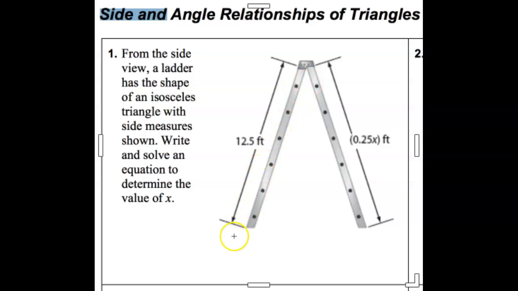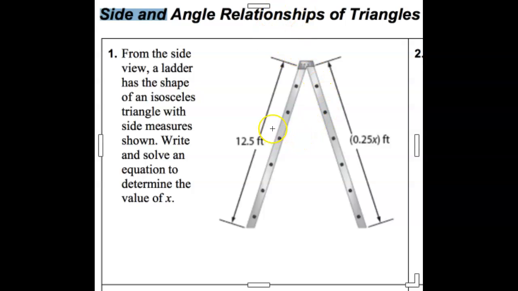Okay, even though this isn't exactly a triangle, it does make a triangle if we visually close off the bottom where the ladder is sitting on the ground. From the side view of the ladder, it has the shape of an isosceles triangle with measures sides shown. Write and solve an equation to determine the value of x. So if we say that the height of this side of the ladder is 12 and 5/10 and that this side of the ladder is 25 hundredths times x feet, we need to solve for x by writing the equation.